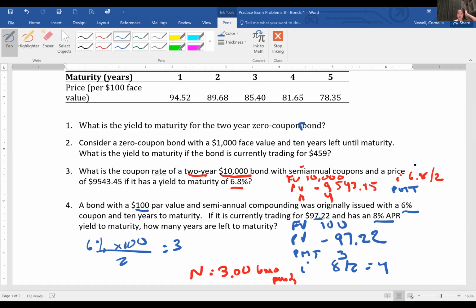I have a question about the relation between, how do you... I punched in the right numbers for number 4, but I don't understand how the present value and the payment and all those numbers could give you the N. How does that let you calculate the amount of years left to maturity?